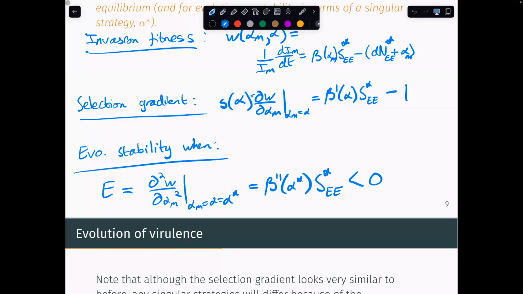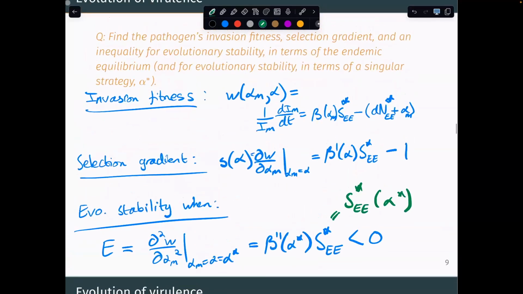Remember that this S star is evaluated itself at alpha star, okay? We usually don't write this here as S star of alpha star, but that's one way of thinking about this. Likewise up here, this is an S star of alpha. Okay, so we've got these three equations here.